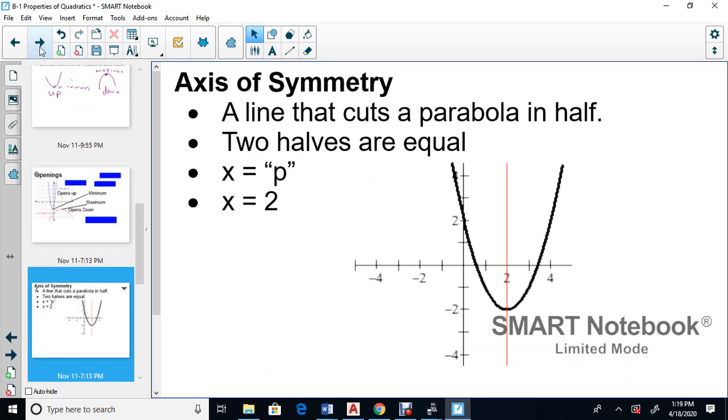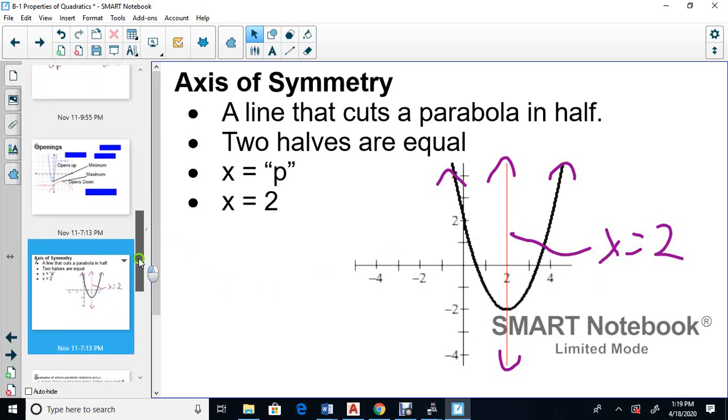Okay, let's keep going. Okay, axis of symmetry. It's a line that cuts a parabola in half. The two halves are equal. Usually you say it's x equals p, or in this case here, it cuts the parabola in half. x equals 2. There should be arrows on the ends of these. But this particular axis of symmetry is x equals 2.